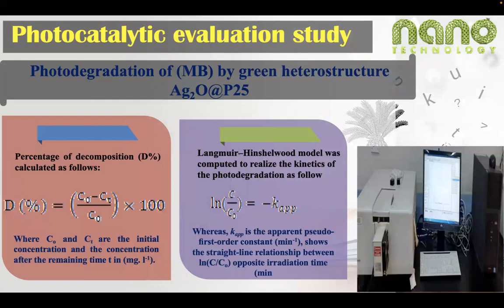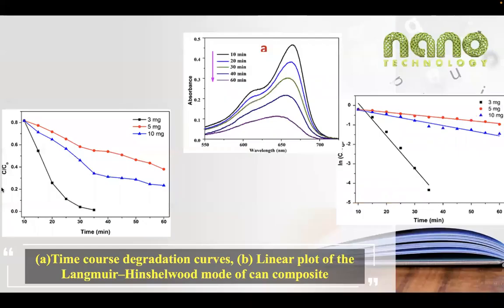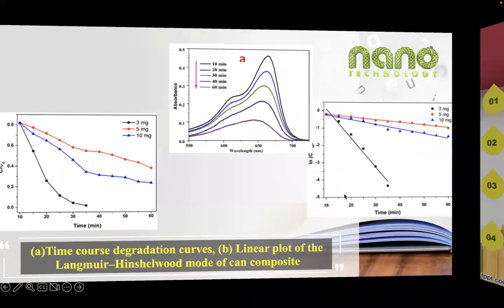And photocatalytic evaluation study, we can study this using the equations shown below. And accordingly, we can see the time course degradation curves and the linear plot of the composite. So here is 3 milligram and then 5 milligram and 10 milligram in red color. And here at different times, starting from 10 to 60 minutes. So you can see the illustration.